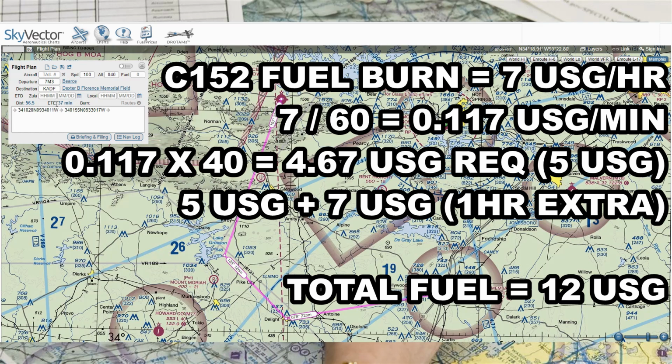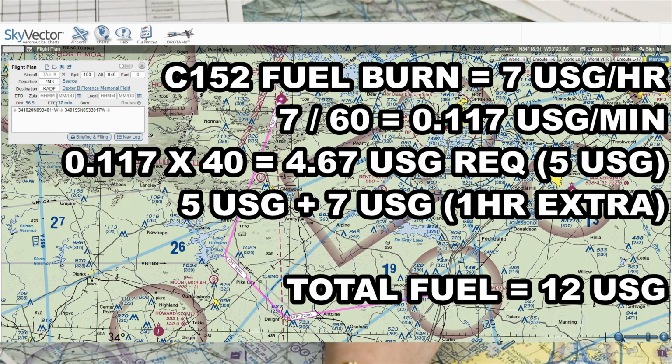So to calculate our fuel we divide 7 by 60, and that shows we're burning 0.117 US gallons per minute, and then we can just times that by 40, and that shows we're burning 4.67 US gallons for the flight. It's always good to add an additional safety margin onto your fuel figure, so we'll times that by 1.05 to give us an extra 5%, and that gives us 4.9 US gallons for the flight. And again, just for an extra little margin there, we'll round that up to 5 US gallons. So we know that from Bierce to Florence Memorial Airport we're going to burn 5 US gallons.